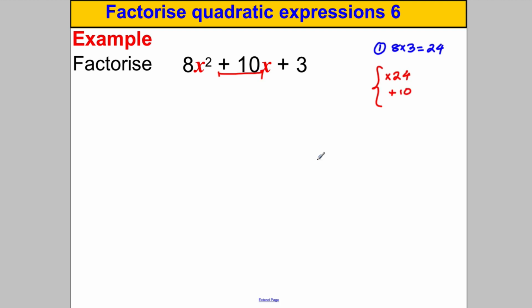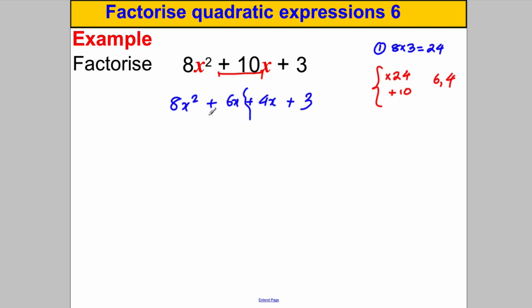Can you think of two numbers that do that trick for you? Well, I can. 6 and 4. Split this 10x up into 6x and 4x. It doesn't matter what way around you write it. So I'm going to write 8x squared, add 6x, add 4x, add 3, like that.